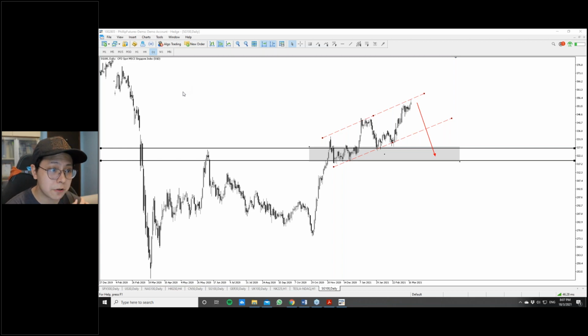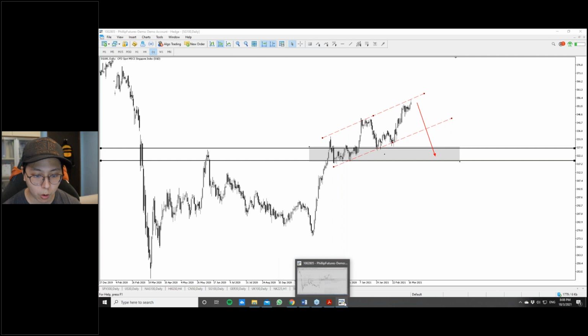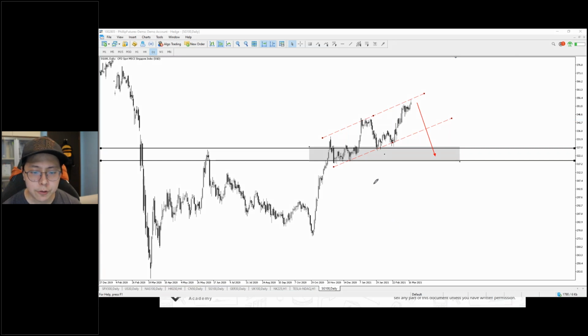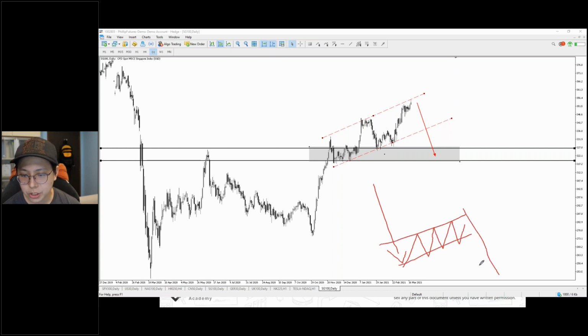Ricardo asks, after the impulse wave going down, then correction, is it a buy or sell? To answer your question, you need to determine whether the correction is a crawl or a correction. Let me go back to the drawing board and draw it on this empty part of the screen. The idea is this: if you see an impulse down, and the correction looks like that, this is telling you there's a higher chance this will come down.